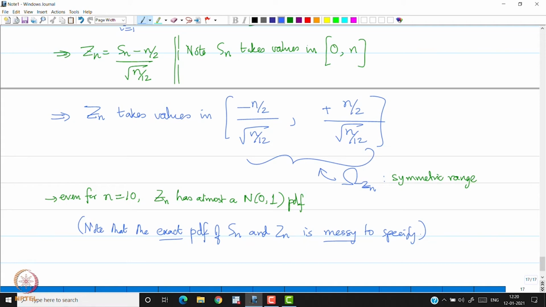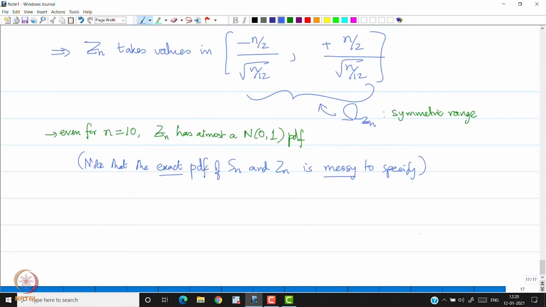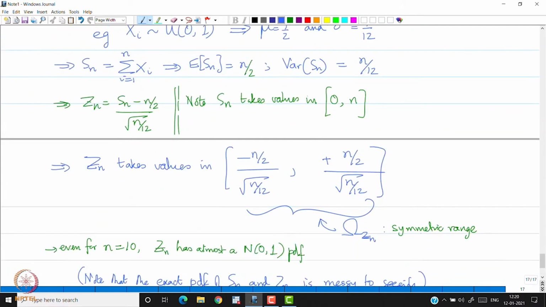But the whole idea of the exercise is not to find the exact PDF, it is to look at the approximate PDF as n becomes large. And it turns out that in this particular example, Zn has a PDF which is very close to Gaussian, even for small n equal to 10. Okay, and this is a continuous example.